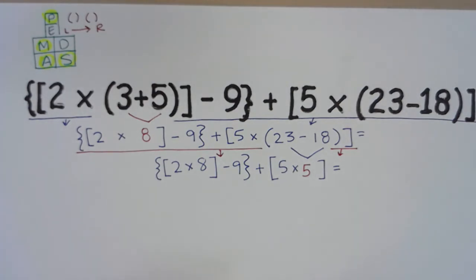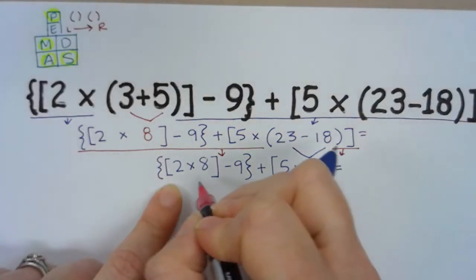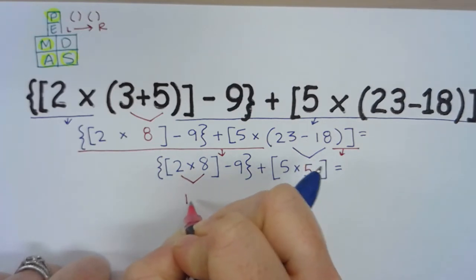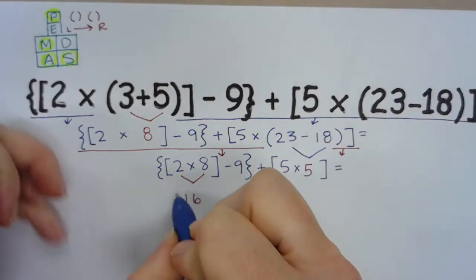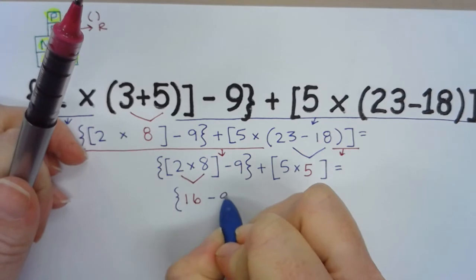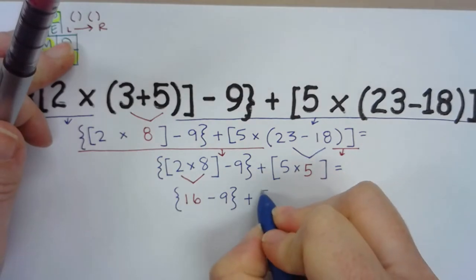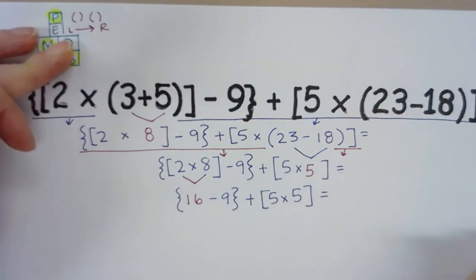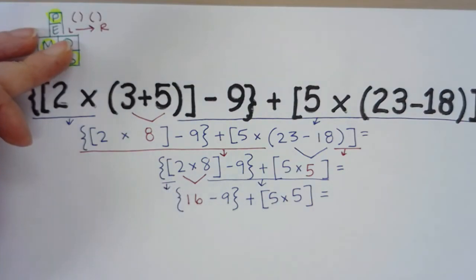I now have solved all of my parentheses, and I'm ready to go on to my brackets. Brackets say do me second. I have two sets of brackets, so again, I will do what is on the left first. 2 times 8 gives me 16. Now I'll bring down everything else. I can make my brackets disappear because I've solved everything within that first bracket. Everything else I just brought down, including those grouping symbols.